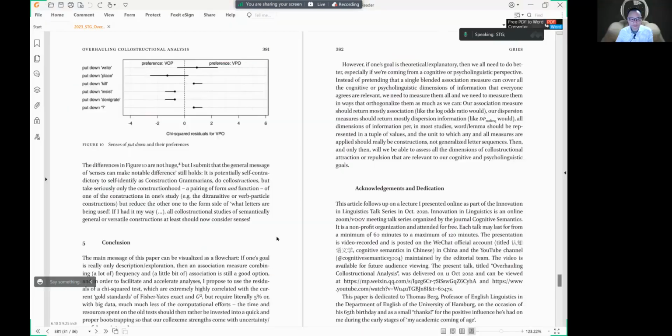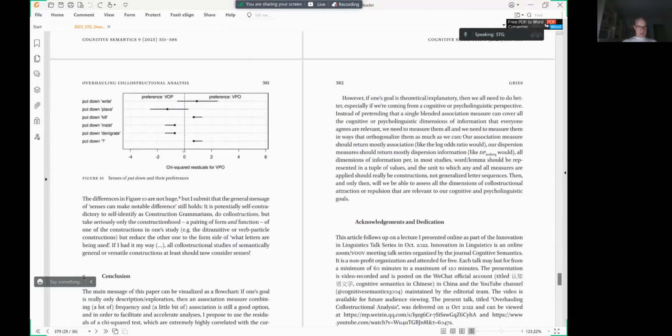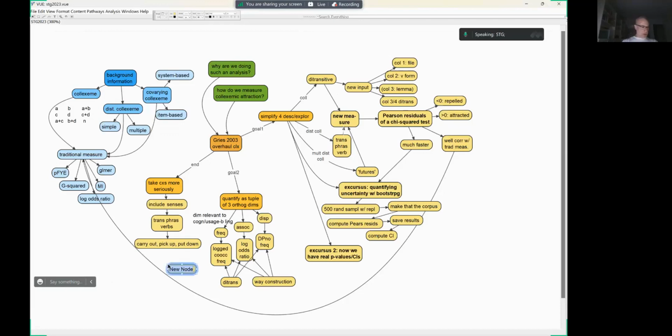Now the question, of course, is what's the result? Obviously different senses of the same word, of the same letter sequence can have different attractions, right? Put down in the sense of insist and denigrate have a VOP preference, but put down in the sense of kill and write have a VPO preference. So the conclusion here is, there are big differences for verb sense pairings. Okay, and that's the important conclusion here. Right, and here the important thing was, use 3 different dimensions.